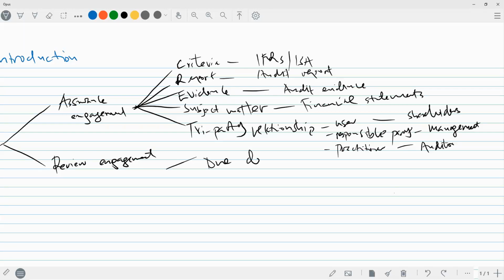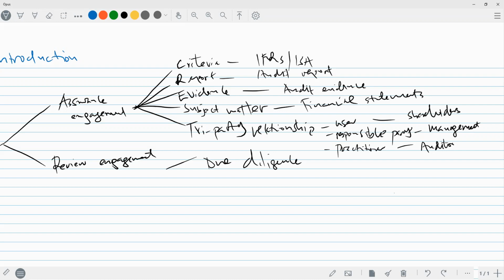a due diligence. To give an example, in case this is a due diligence you're carrying out: company A wants to acquire company B, and they want to assess the financial status of company B. They appoint you to carry out a due diligence on company B. So in this case, there are only 2 parties involved: you as the practitioner who is going to come up with an opinion on the financial status of company B, and the person who appointed you, in this case company A.